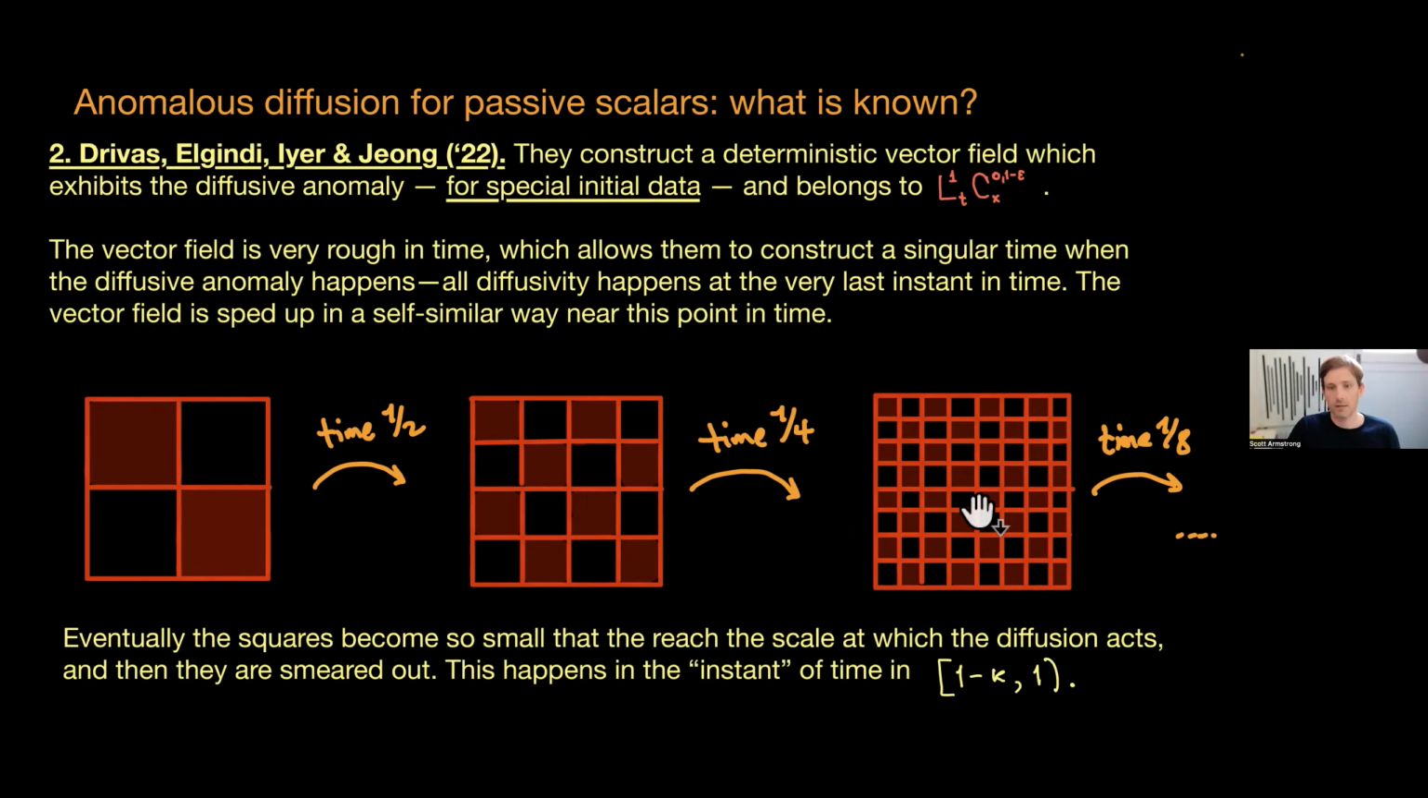And in time 1/4, it looks like this. And so they keep repeating that on these little dyadic intervals. The checkerboard squares get smaller and smaller. You imagine the solution is 1 on the red squares and 0 on the black squares. Okay. So the diffusion is barely doing anything.